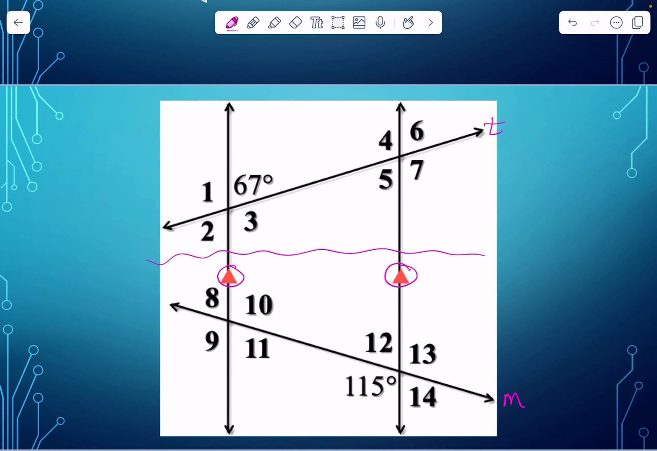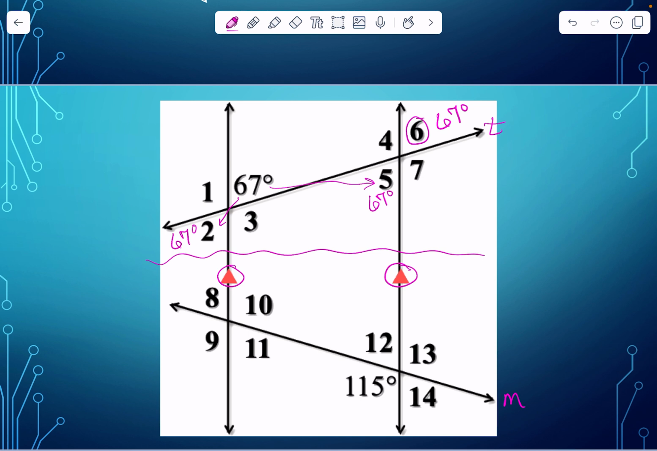So from that, I need to find all those other angles. The first thing I notice is that the 67-degree angle and angle 6 are corresponding angles. And since those lines are parallel, that means angle 6 also has to be 67 degrees. The 67-degree angle and angle 5 are alternate interiors, and those would have to be 67 degrees as well. You also know that angle 2 would have to be 67 degrees two ways. It is vertical to the 67-degree angle, but it is also an alternate exterior to angle 6.